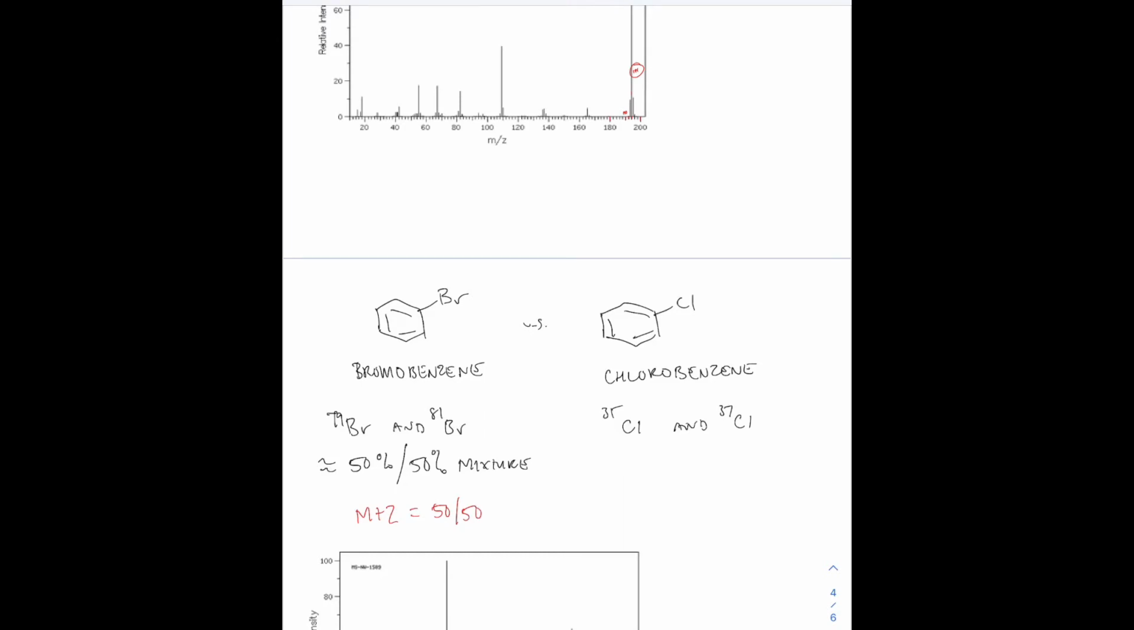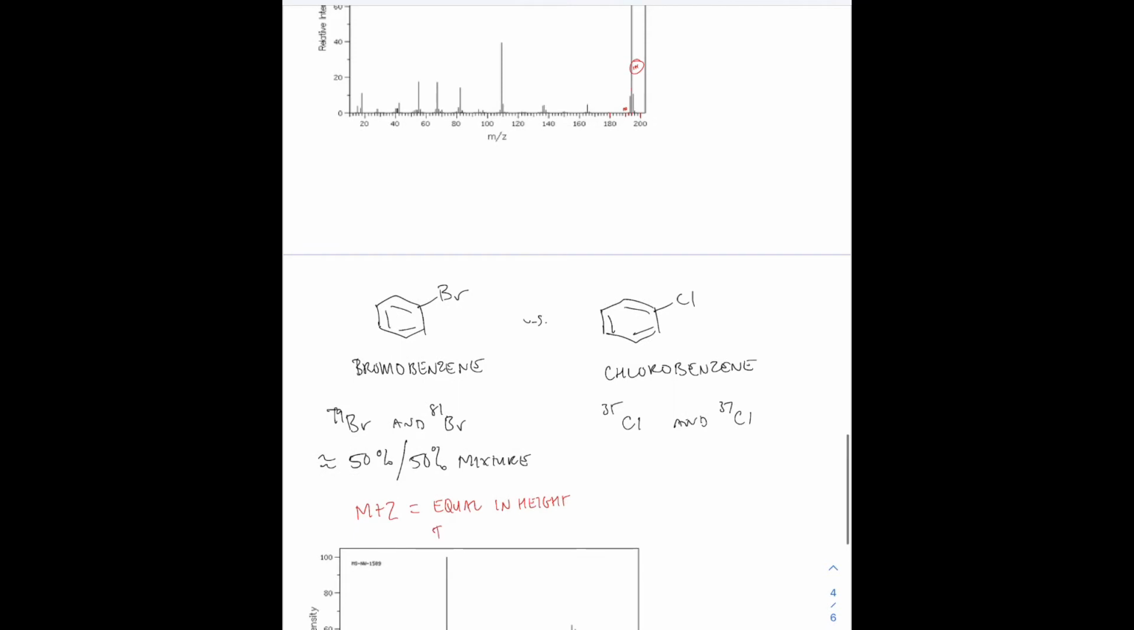That are basically going to be equal in height. Sorry, that would be more appropriate to put. So that M+2 peak means that we will have a peak that is approximately 2 units higher, and it will be equal in height to that other peak. So that M+ peak is equal in height to the M+2 peak, if we're saying that there is an M+2 peak.